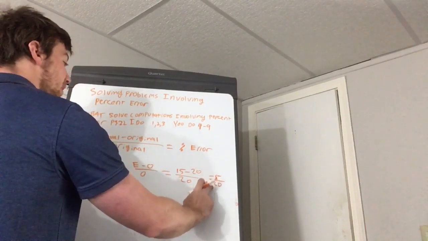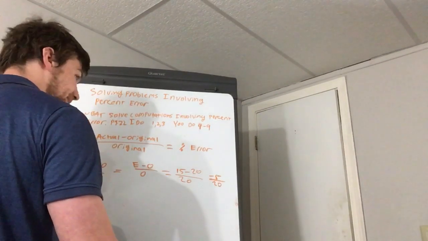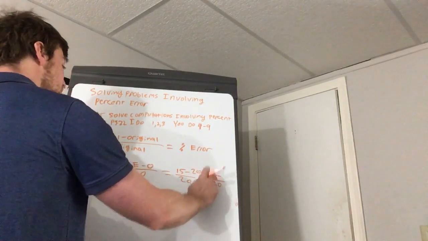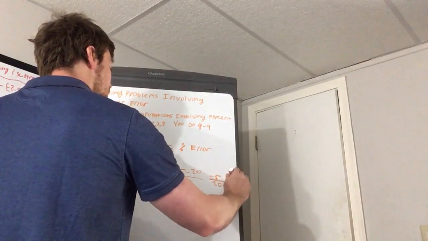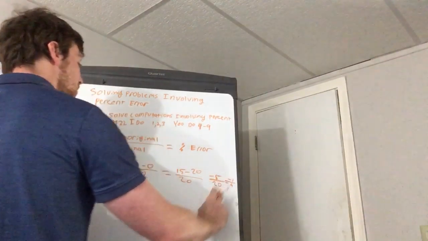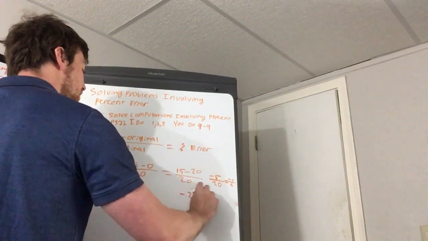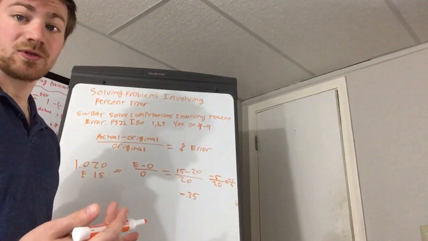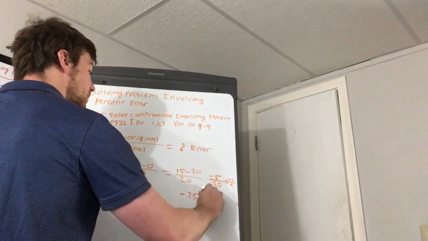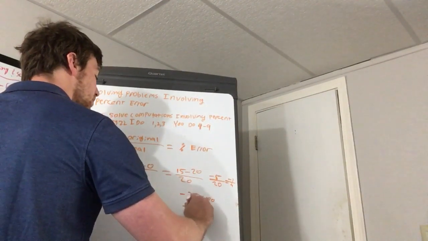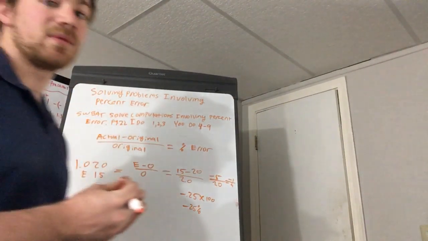simplify this. 5 over 20 becomes negative 1 over 4, which becomes negative 0.25. And remember, we're just converting it to a percent. You're going to multiply it by 100, then you get negative 25%. The error was negative 25%.